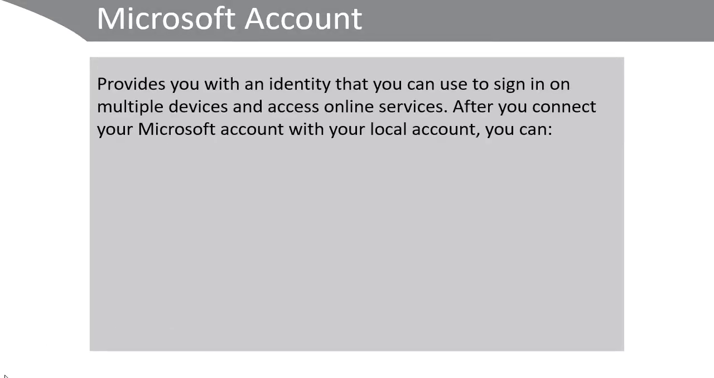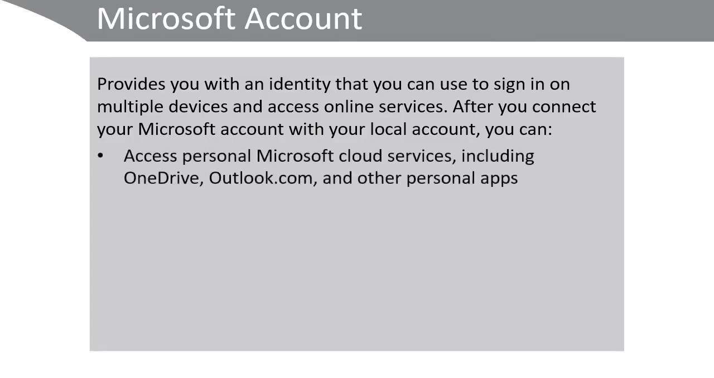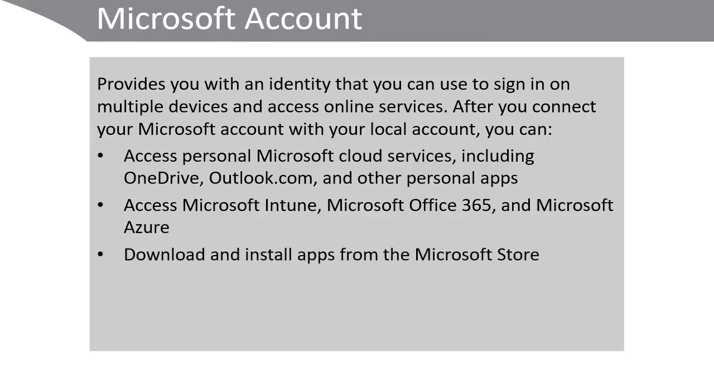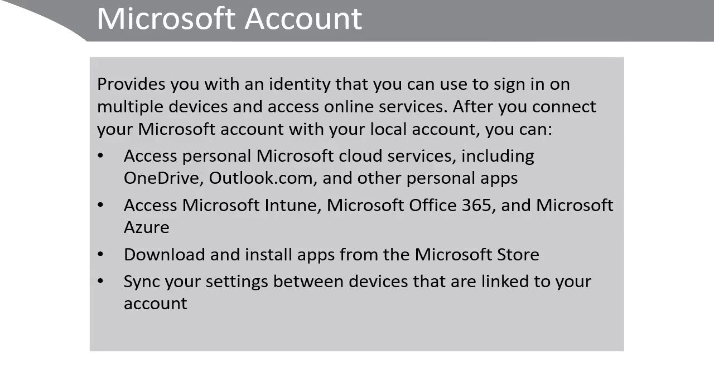A Microsoft account provides you with an identity that you can use to sign in on multiple devices and access online services. After you connect your Microsoft account with your local account, you can access personal Microsoft Cloud services such as OneDrive or Outlook.com and any other personal apps. You can access Microsoft Intune, Microsoft Office 365, and Azure. You can download and install apps from the Microsoft Store, although you don't require a Microsoft account to browse the store. You can also choose to sync your settings between devices that are linked to your account.